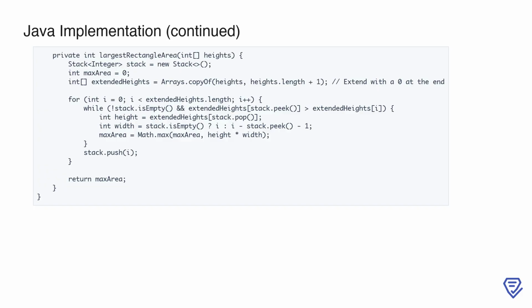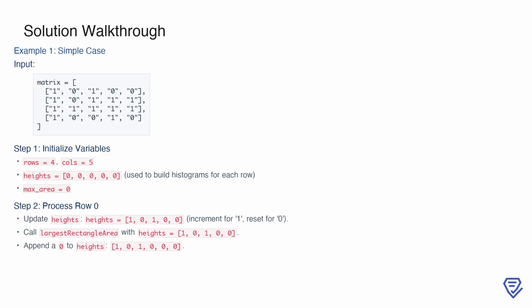The width of the rectangle is determined by the difference between the current index and the index on the new top of the stack, or i if the stack is empty. Finally, we push the current index onto the stack. This ensures that all bars are processed efficiently, and once the loop is complete, max area contains the largest rectangle area for the histogram. To solve the maximal rectangle problem, let's work through a simple example step by step.